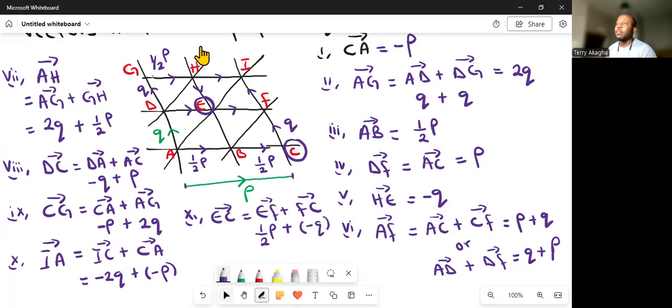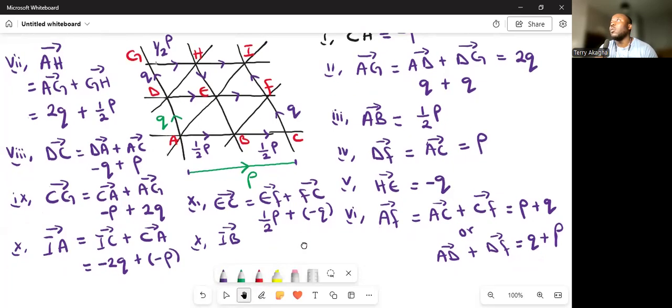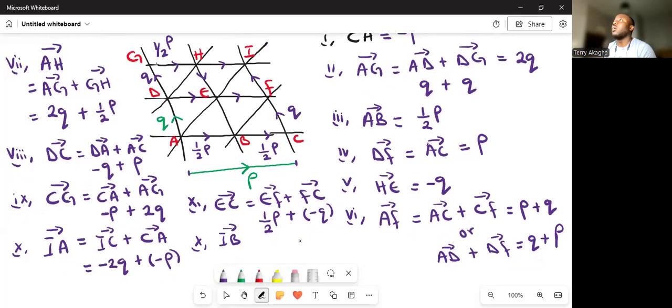So let me just pick one more and squeeze it somewhere here. Okay, number 10. What about if you're asked to find IB? Number 10, you're told to find IB. So you want to move from I and stop at what? B. Are you seeing it? So I to B. So it means that for I to B, let me see if I can bring this a bit down.